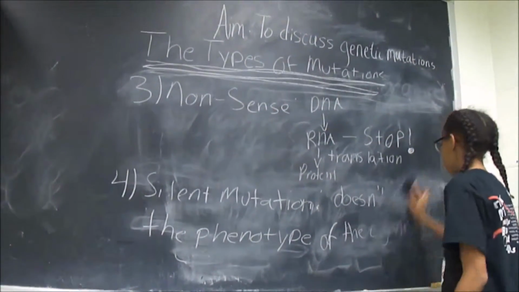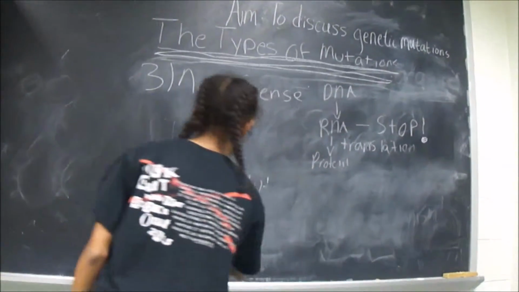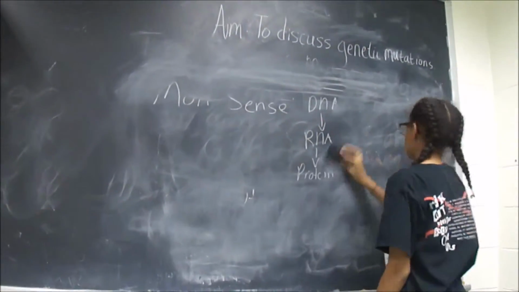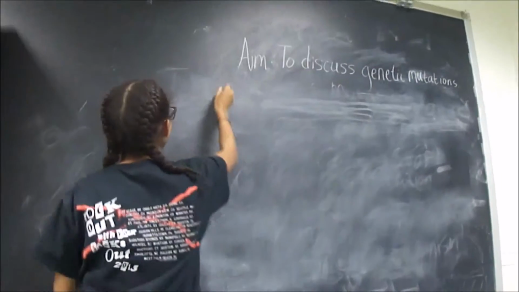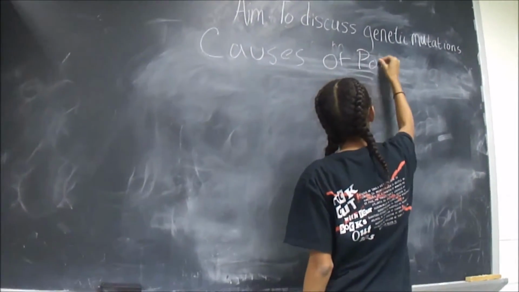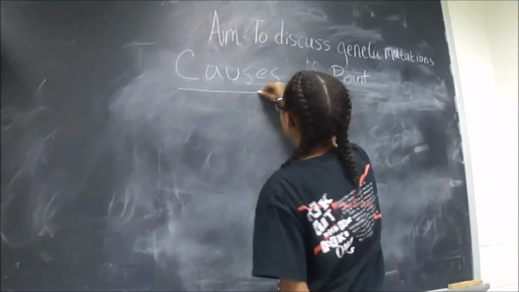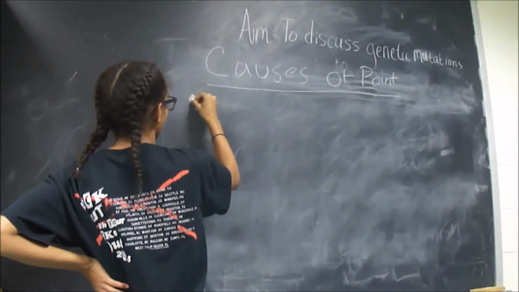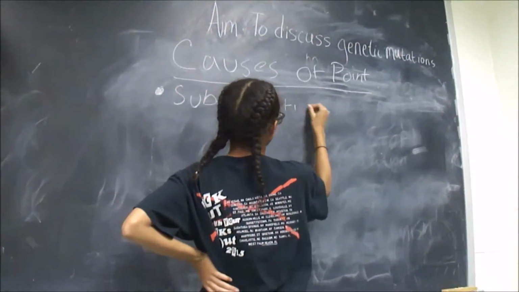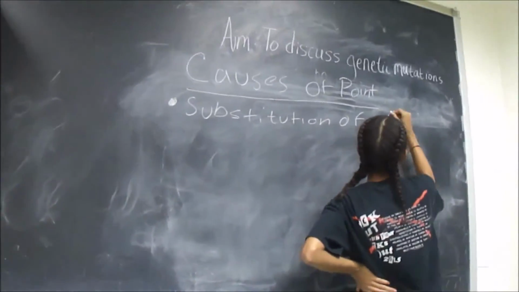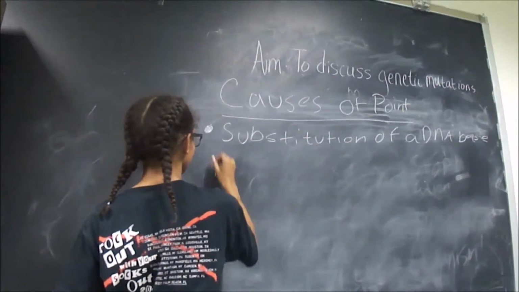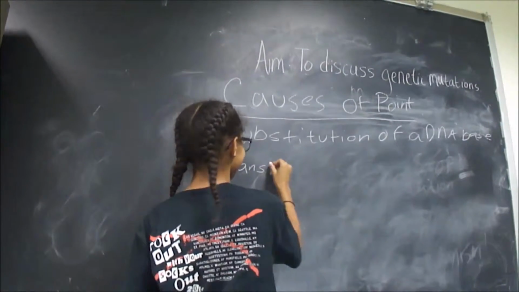Okay, kids, there's only a few minutes left of class, so quickly we're going to go over the causes of a few of these mutations, namely point mutation. A point mutation is caused by the substitution of a DNA base. These substitutions include transition.